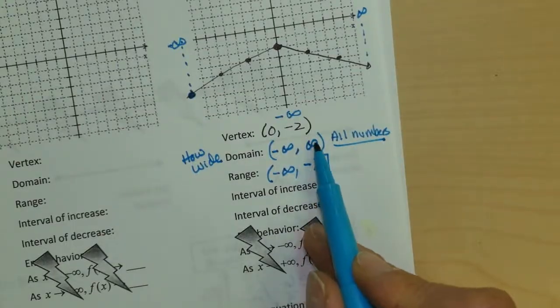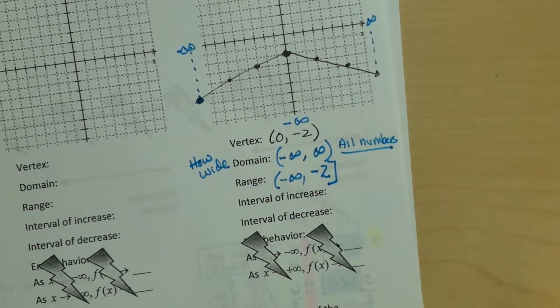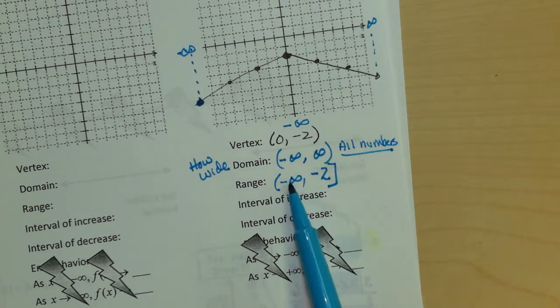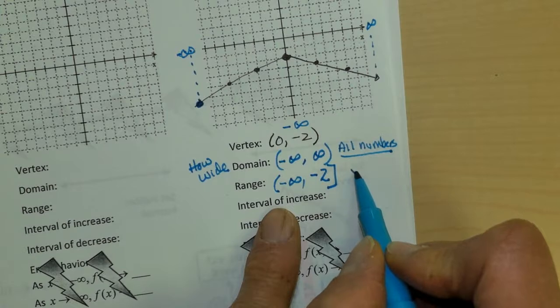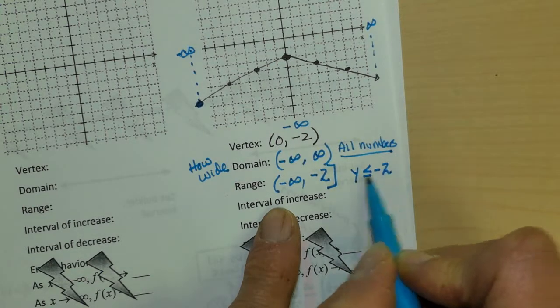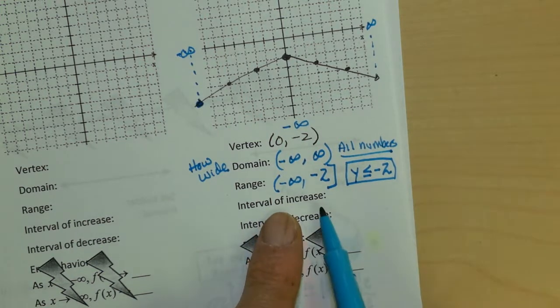So my input is all numbers. My output is from -infinity to -2. These are not points. They're all numbers between. This is the same thing as saying y is less than or equal to -2, which means all values less than or equal to -2.